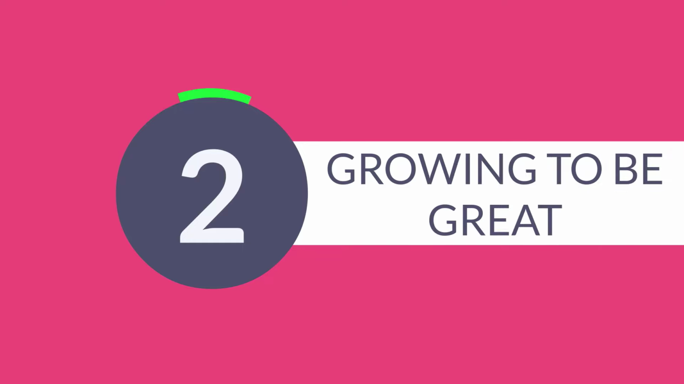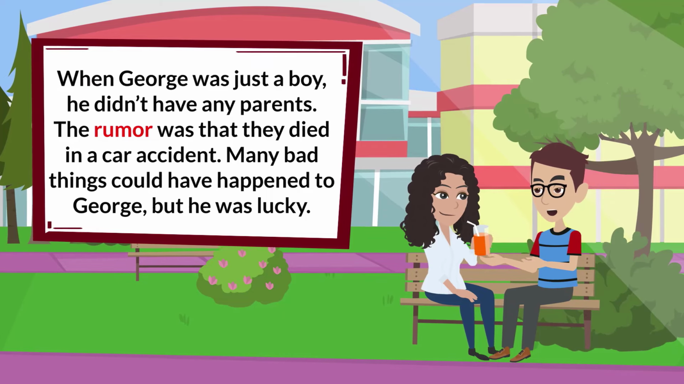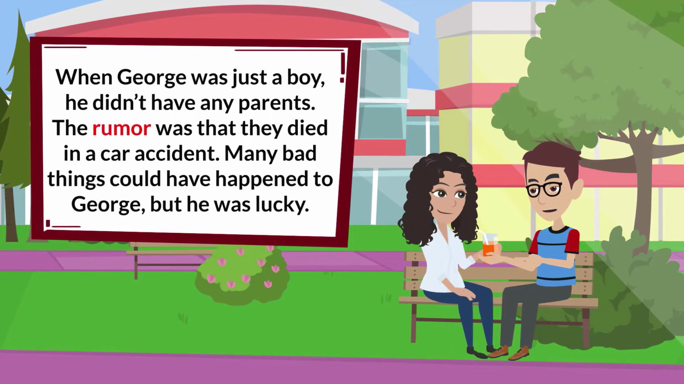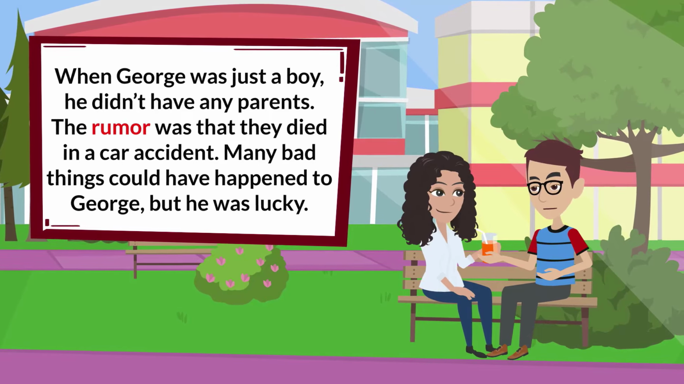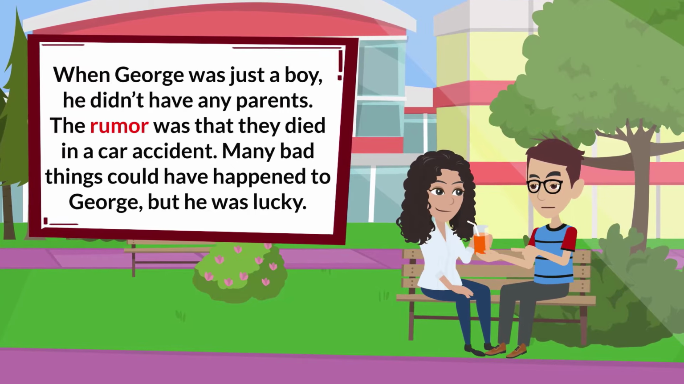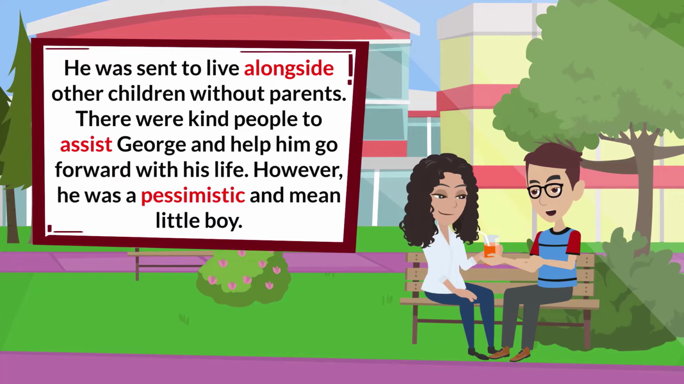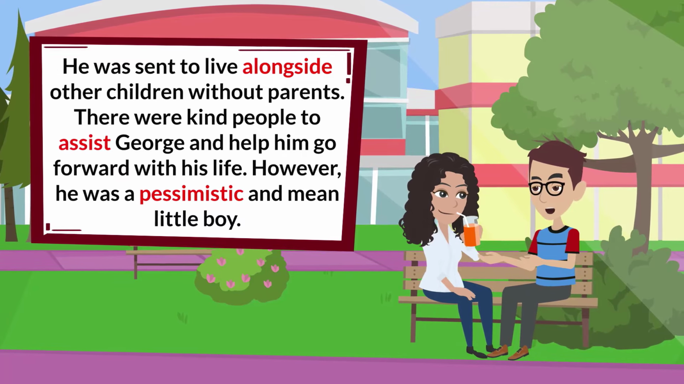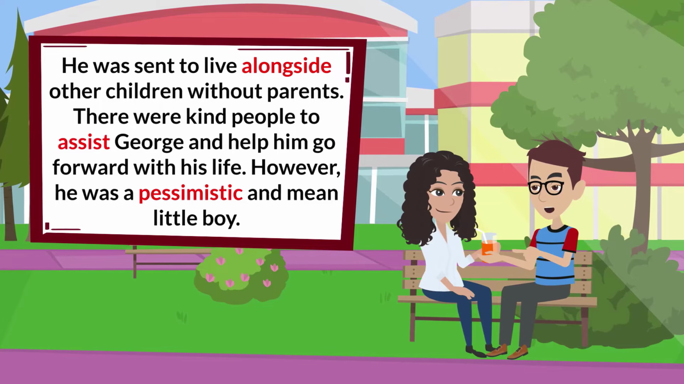Growing to be great. When George was just a boy, he didn't have any parents. The rumor was that they died in a car accident. Many bad things could have happened to George, but he was lucky. He was sent to live alongside other children without parents. There were kind people to assist George and help him go forward with his life.